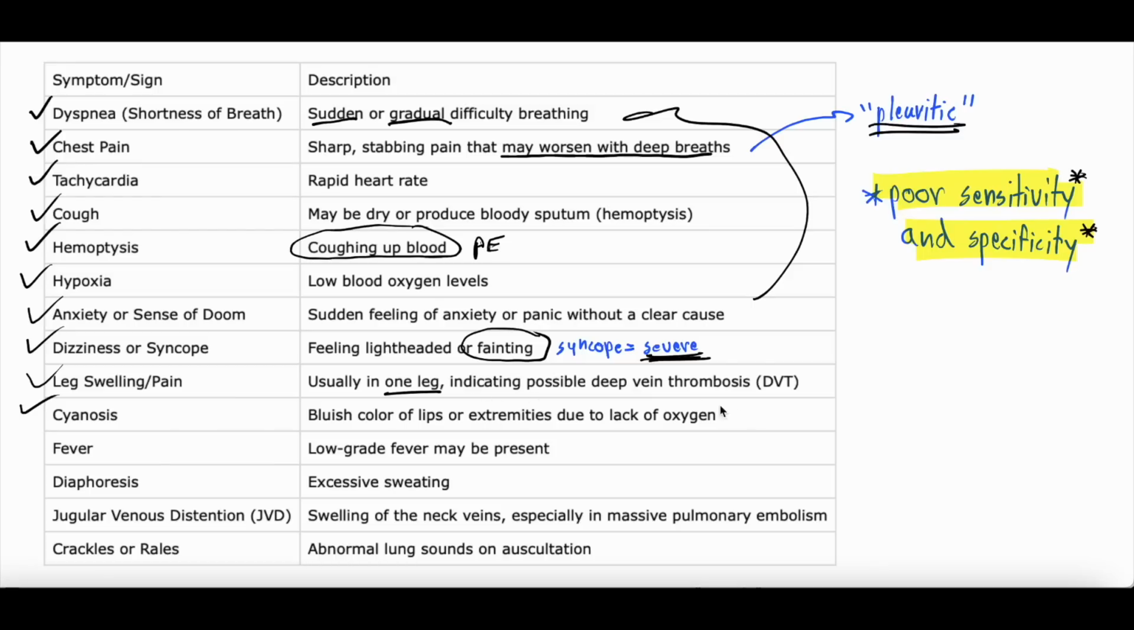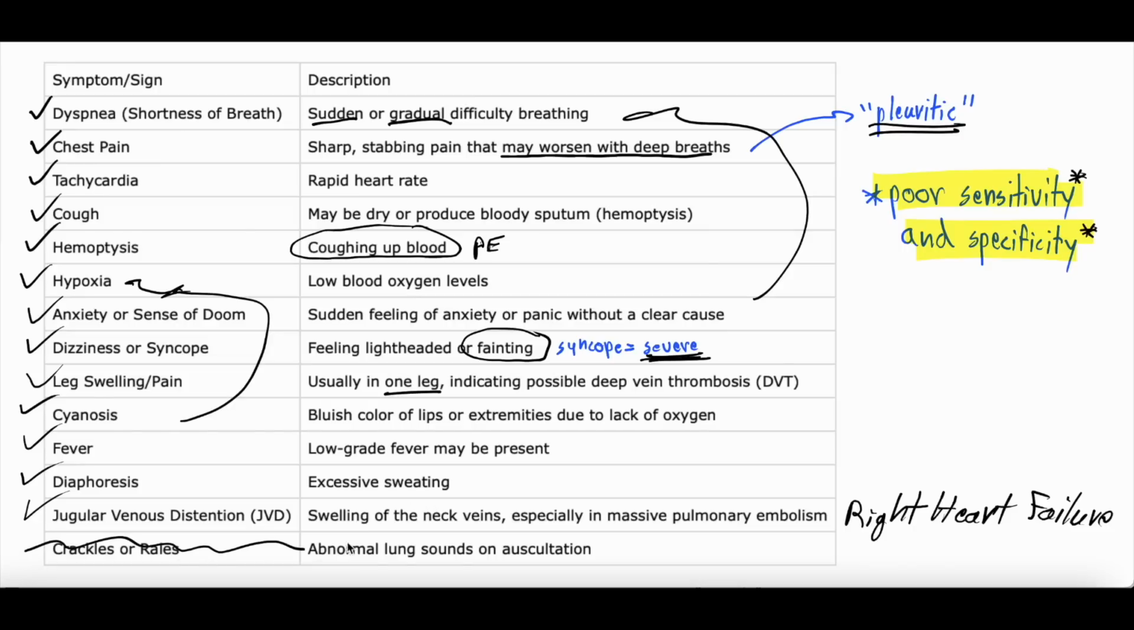Cyanosis or blue discoloration. This is from hypoxemia or hypoxia. Not as common. We don't see it too much. You can get low-grade fevers with pulmonary embolism, diaphoresis or sweating. Not a big thing to worry about. Jugular venous distension essentially is a sign of heart failure, but it can be associated with right heart failure, which is why it can be a symptom or a sign of pulmonary embolism. And then they say crackles or rales, but we don't see this very often, so we're going to cross that one out. But these are all signs and symptoms of pulmonary embolism.